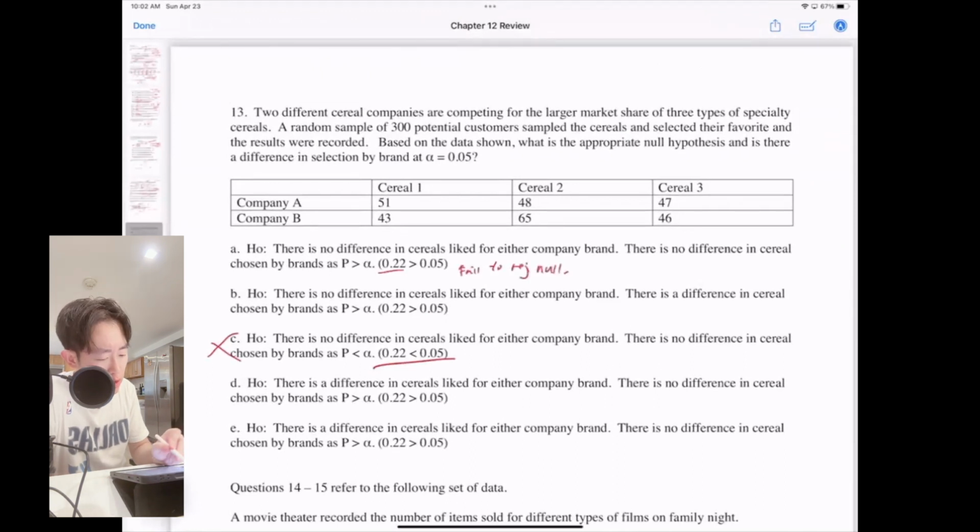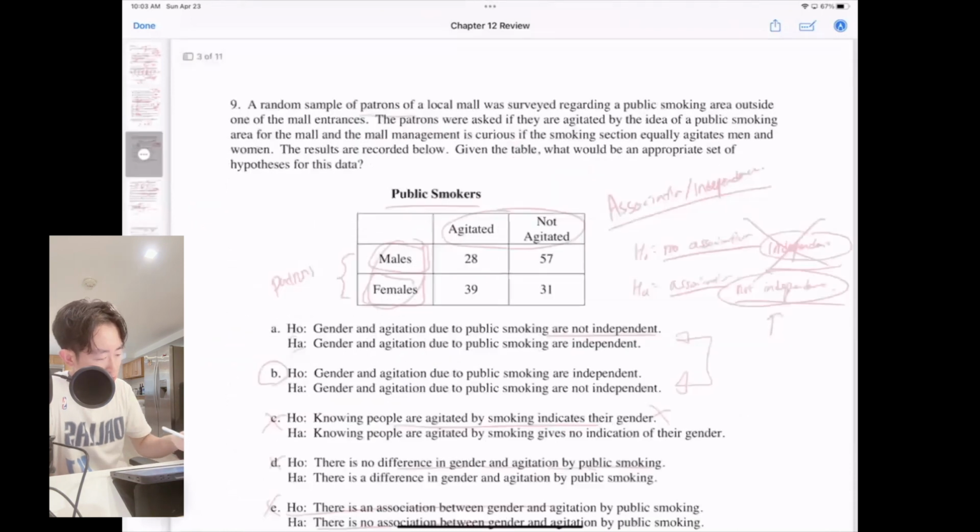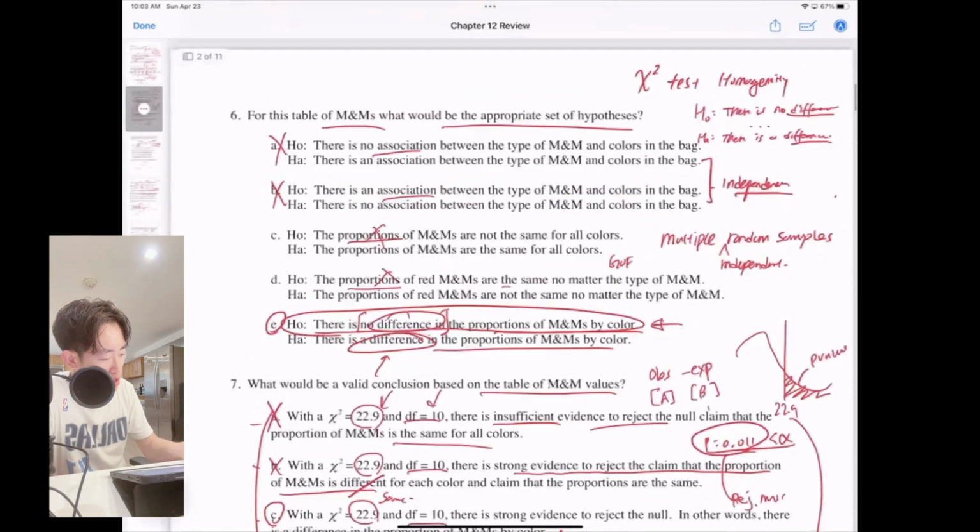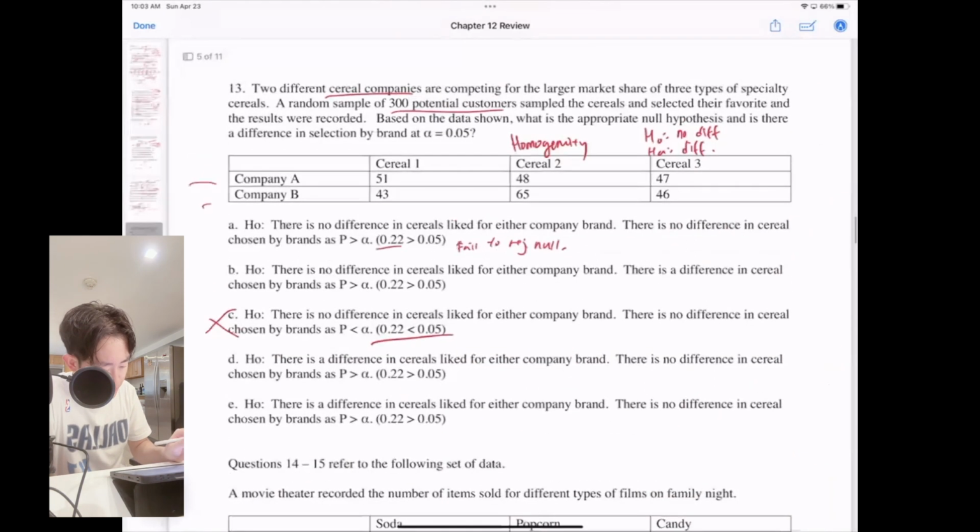Okay, so we have 2 different cereal companies, company A and company B, and then we have 300 potential customers. So we have 2 independent samples, which means this is checking for homogeneity here. The null would be that there is no difference, and the alternative would be that there is a difference. Just to double check, if you go up here, there is no difference, and then there is a difference for chi-square for homogeneity. I suggest you study this, how to state the null and alternative. Honestly, if you forget what to say for those, then it's going to be really bad. So there is no difference, and there is a difference.